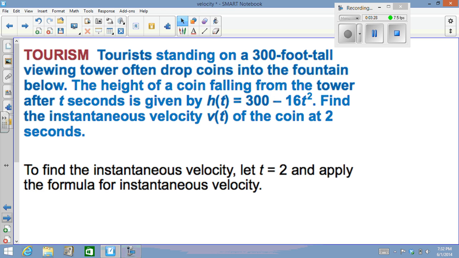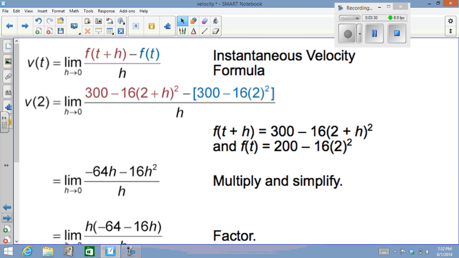So therefore, I'm going to use the formula. So here's my formula. I'm going to have my f of t plus h minus f of t. So I'm going to substitute in 2 seconds for t. So therefore, I would have my equation, which remember we said was 300 minus 16t squared.